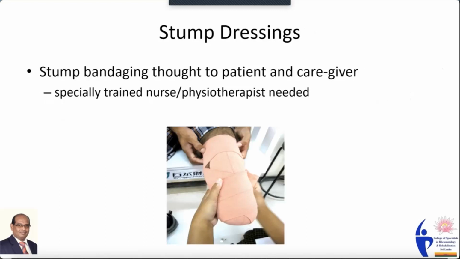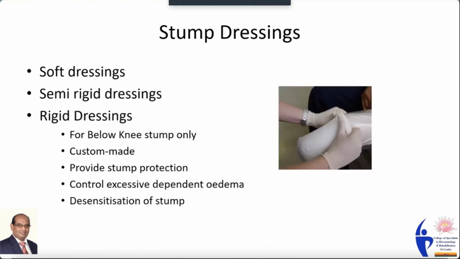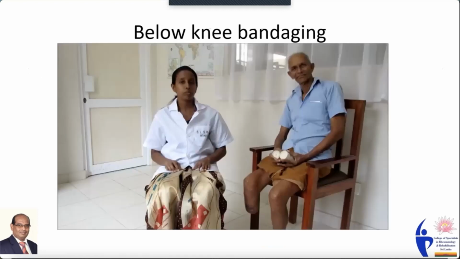We need a specially trained nurse or physiotherapist to look after the stump, or at least most of the staff should be trained so that they can help the patient at any time. The dressing of the stump can be done with soft dressings, semi-rigid dressings, and rigid dressings. The rigid or semi-rigid dressings seem to do better, but what is available to us in Sri Lanka is soft dressings using bandaging. Hence, knowing the bandaging techniques is very important.